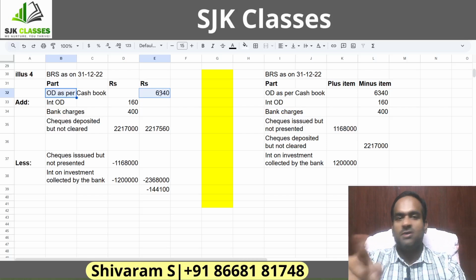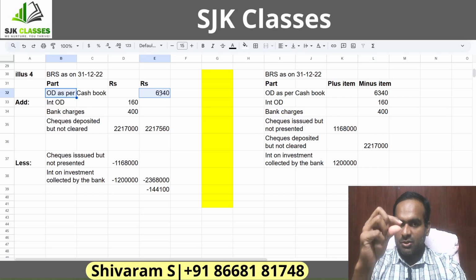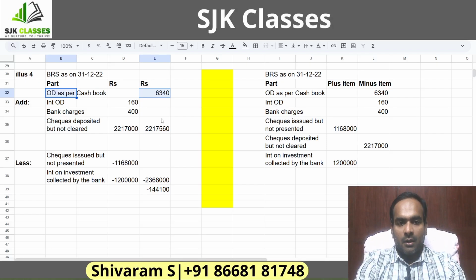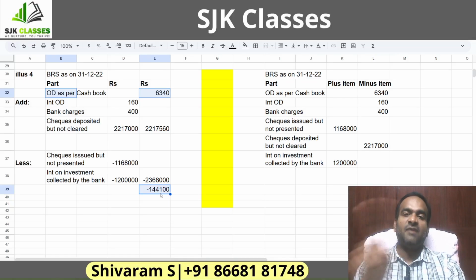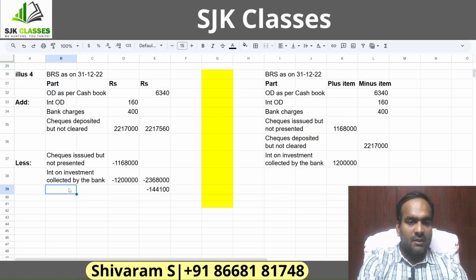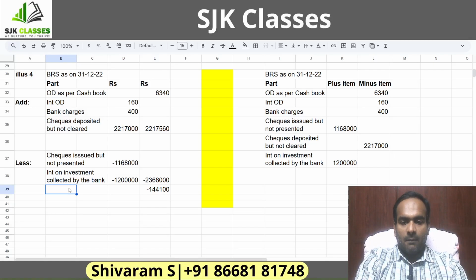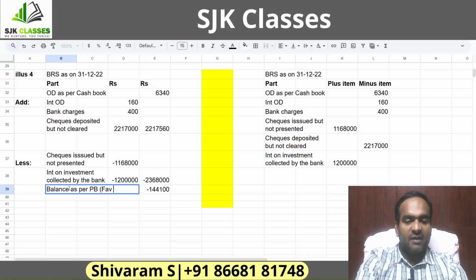Overdraft, how did you treat this number? We took the number as positive. So overdraft was shown as a positive number. Now you are getting a negative number. Then what does it mean? It means that this is a favorable balance. Because if you treated the overdraft as positive, and the final answer is going to be negative, it means this is nothing but a favorable balance. So in this scenario, we will take this number, 1,44,100, as the balance as per passbook. It's going to be a favorable balance.